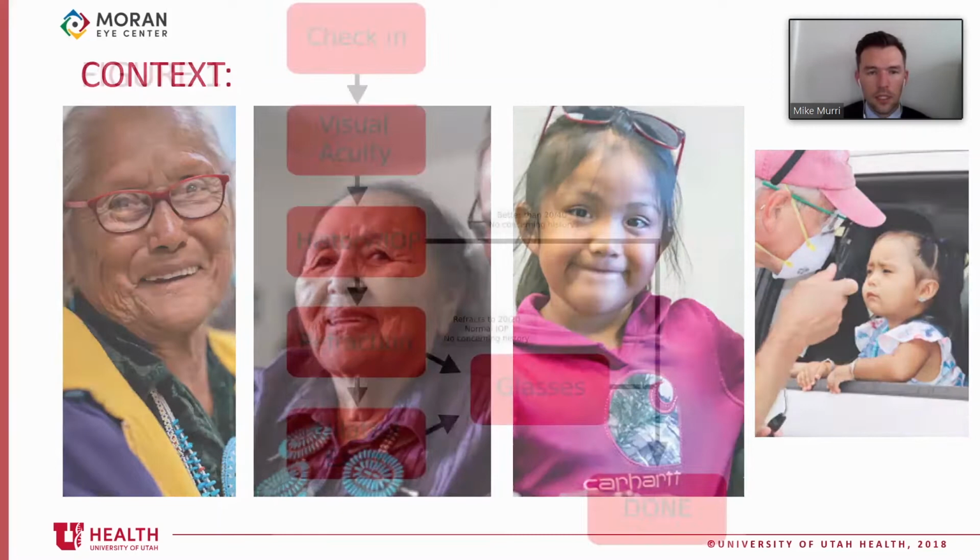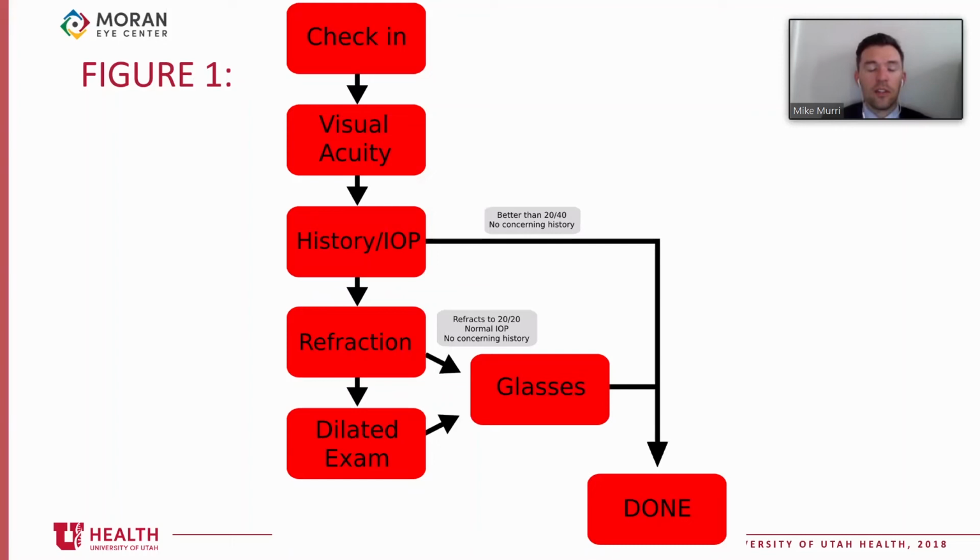When a patient comes in, and we've had over 2,500 patient visits that we've analyzed in this study, they'll check in and they'll do a visual acuity and their history. If their vision is better than 20/40 and they have no concerning history, they're screened out. But if they have poor visual acuity, we'll work on their refraction and see if that takes care of their visual acuity and refracts better to 20/20 or so. And if not, they're screened into being dilated and checking for other pathologies.